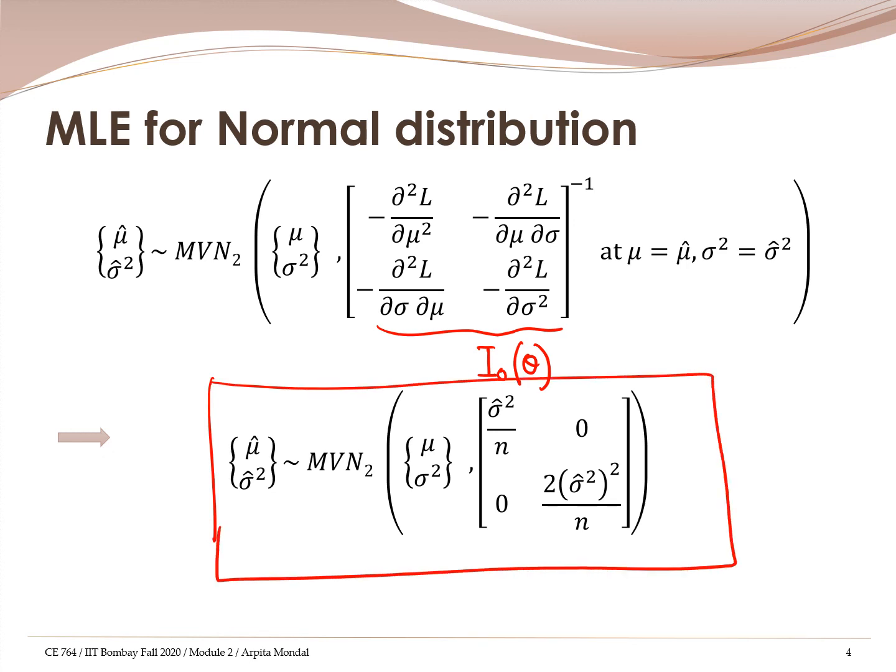All right. So what we see here is that these off diagonal terms are 0. That means that mu and sigma square, the MLE estimators mu hat and sigma square hat, are independent of each other. They do not covary. This term here gives the variance of mu hat. When you take the square root of that, you would get the standard error of mu hat. And this term here gives the variance of sigma square hat, and when we take the square root of that, we get the standard error of sigma square hat, and so on.